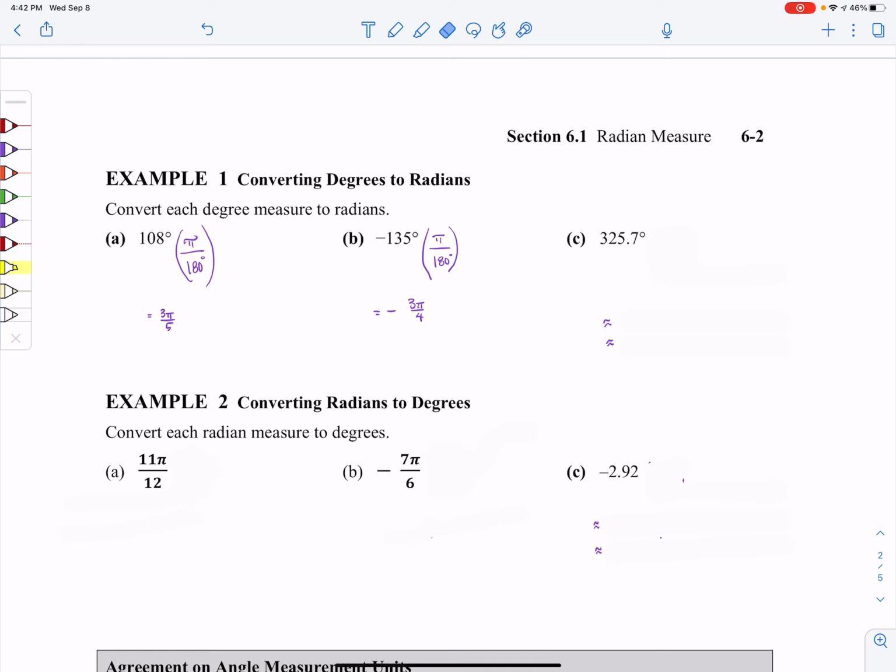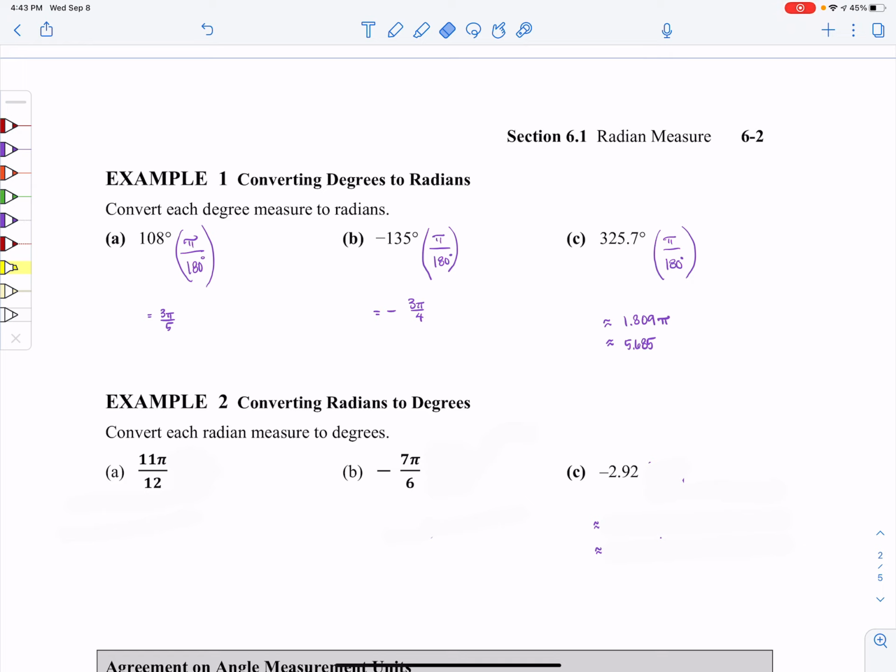Now, this next one is a little bit uglier, 325.7 degrees. But once again, we're going to multiply by pi over 180. If you're told to leave as a multiple of pi, instead of reducing this fraction, because you don't want to leave decimals and fractions in the same answer, I would just go ahead and get a decimal answer for that. And so if I leave as a multiple of pi, that would be 1.809 pi radians. If it doesn't tell me to leave as a multiple of pi, then I would go ahead and multiply by pi, and that would be 5.685.